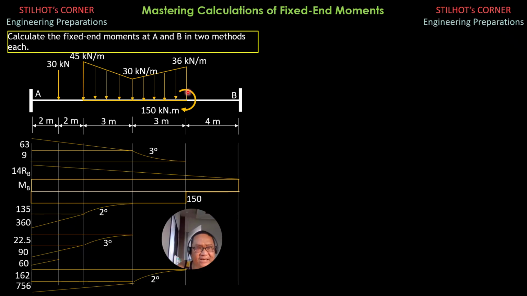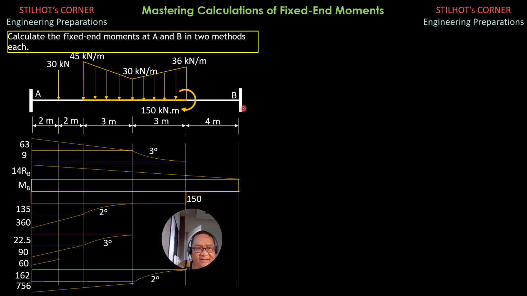Then for the triangular load, which is upward, 1/2 of 3 times 6 times 1, third degree, that's 9. Then 1/2 of 3 times 6 is 9. Then 9 times 3 plus 4, 7. 9 times 7 is 63. So that's it.